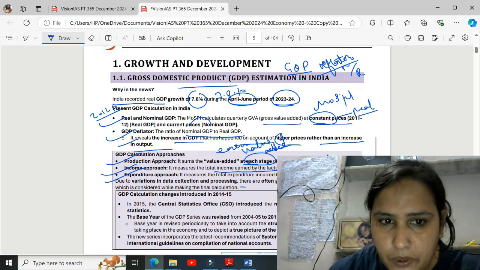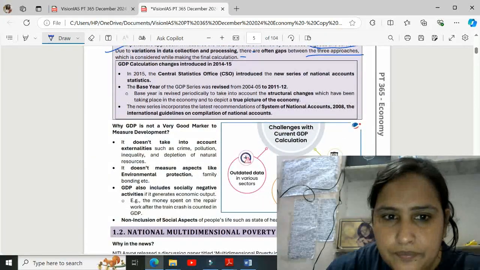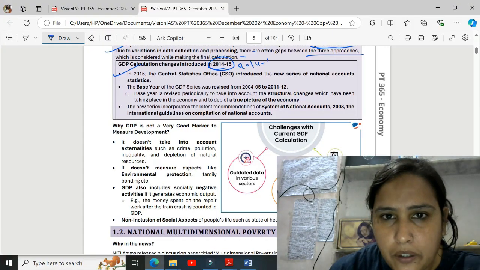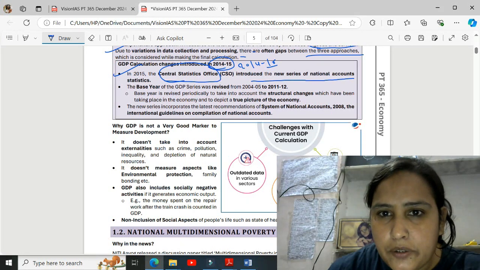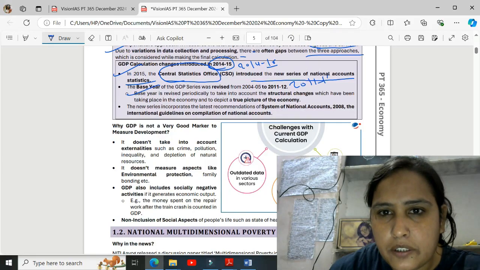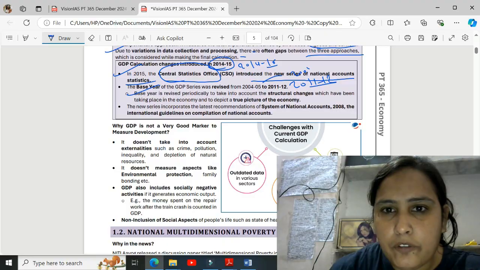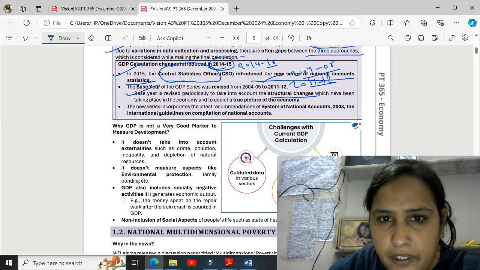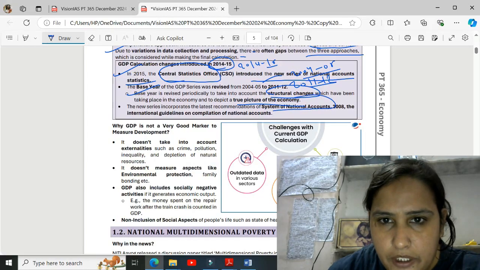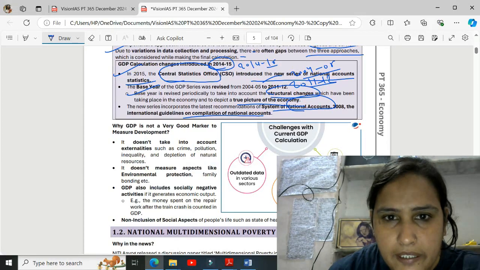In this GDP calculation, changes were introduced in 2014-15. The Central Statistical Office introduced a new series of national account statistics, and the base year for this is 2011-12. Before that it was 2004-05. The base year is revised periodically to reflect structural changes and give a true picture of the economy. This new series incorporates the latest recommendations of the System of National Accounts, the guideline for national accounts.